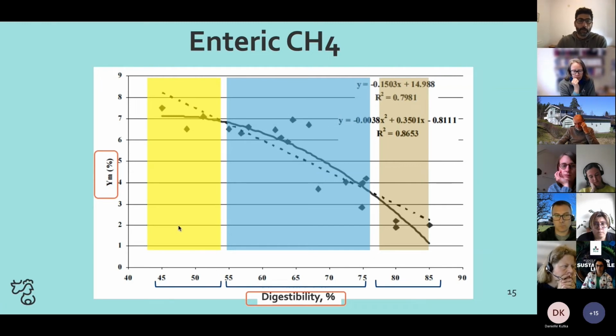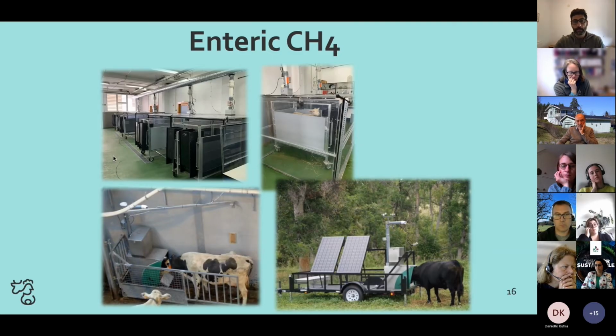So we can estimate how much methane is going to be produced per animal if we know in detail the quality of the diet. And how do we know that?